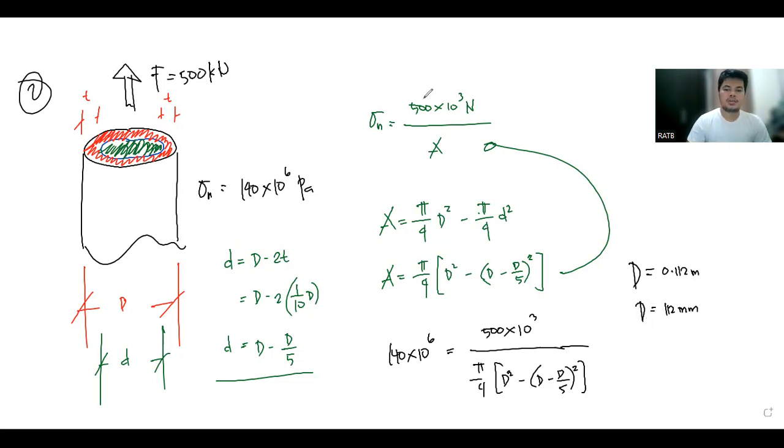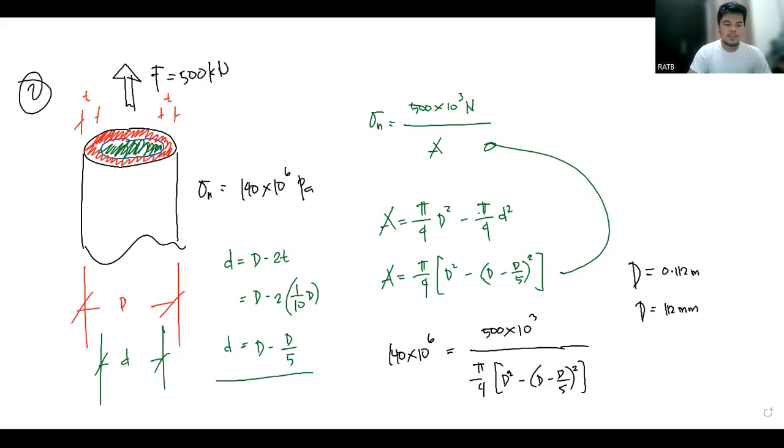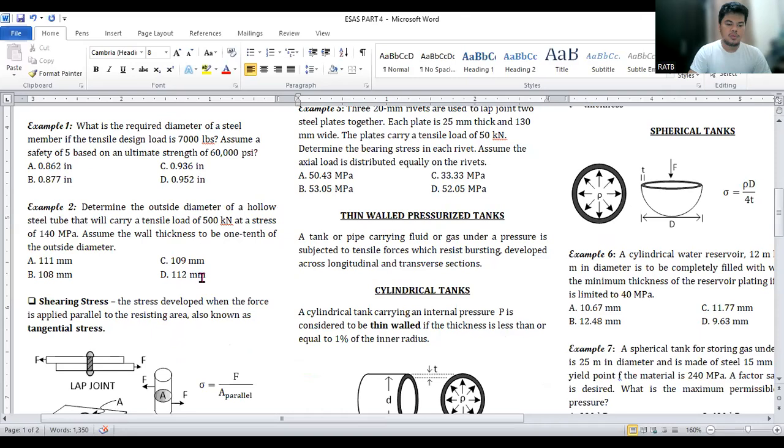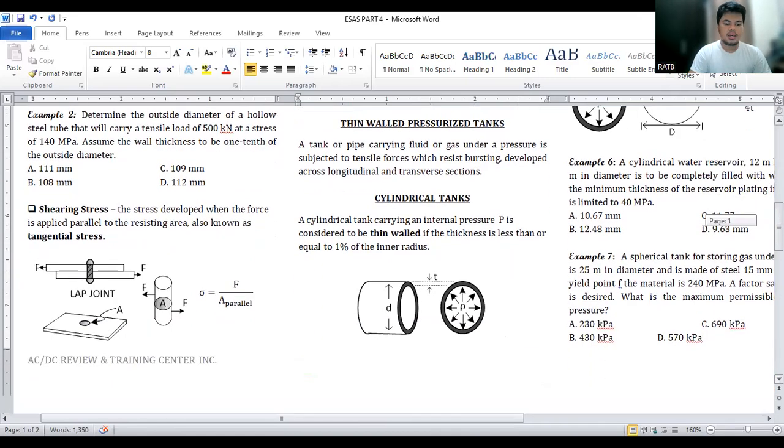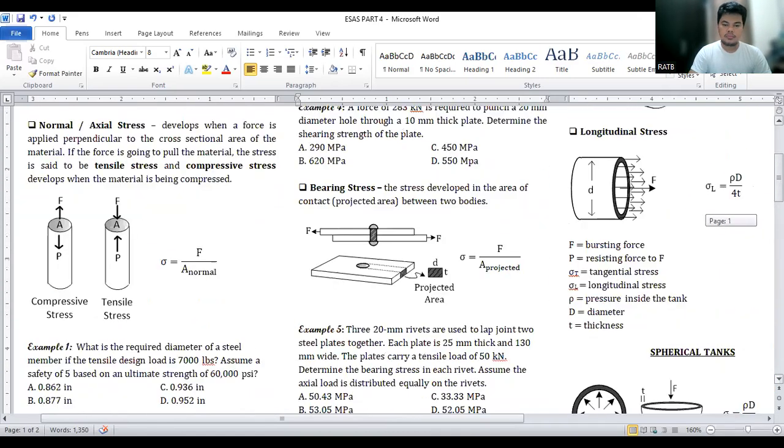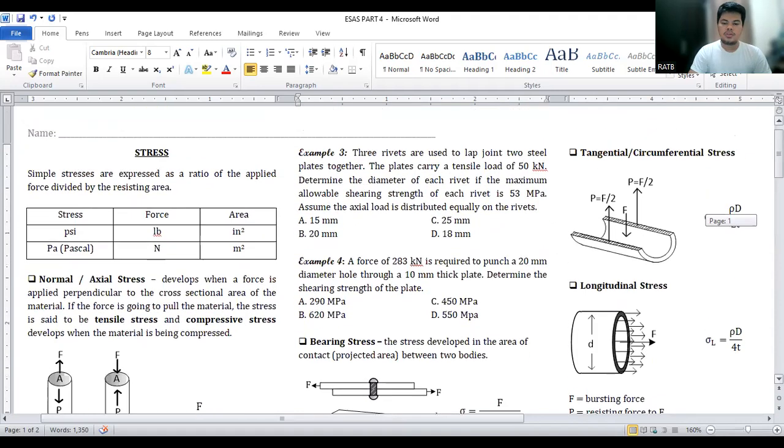Okay, so we'll take a look if we have 0.112. From the traces, you have there 112 mm, or 0.112 meters. Okay, so that's it for examples one and number two. Now we go to example number three.